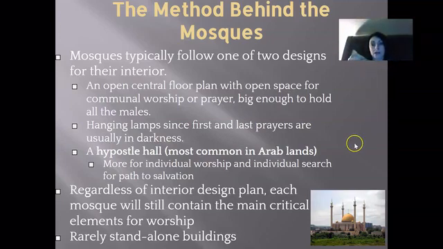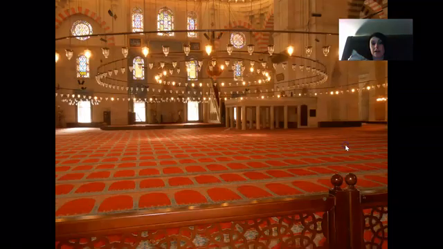But no matter what type they are, whether they're centrally designed or the hypostyle style, they will maintain all those critical elements of a fountain, a courtyard, having the minarets, and having the Qibla wall with the mihrab and the minbar, and usually a very decorated ceiling or wall to designate which one the Qibla wall is.